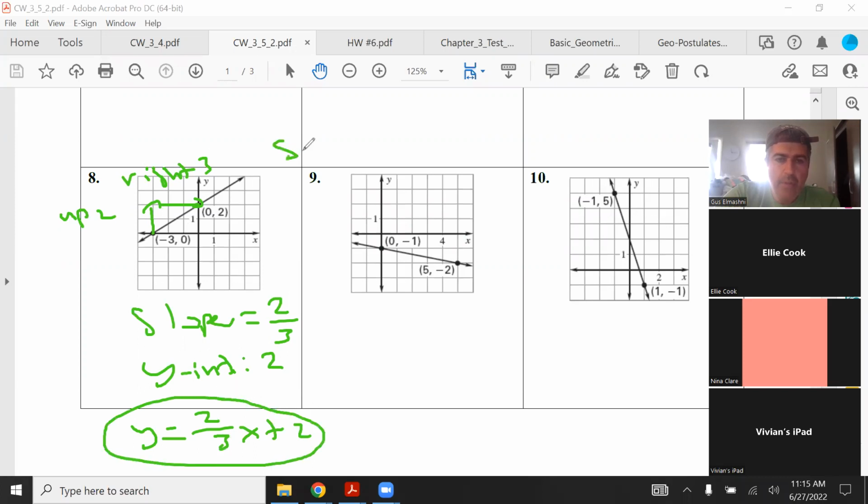If you want to calculate the slope by using this formula, that's fine. You're going to get the same thing. If you take the difference in the y's, 2 minus 0, take the difference in x's, 0 minus negative 3, you get 2/3 again. You do that also. And you're already told the y-intercept's right there.